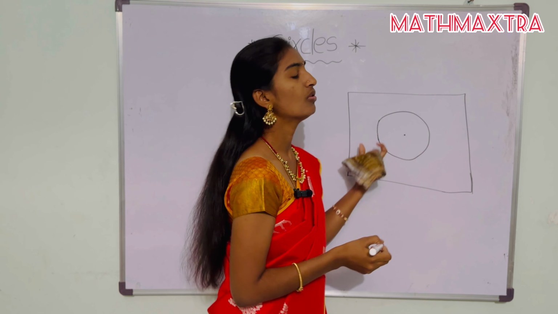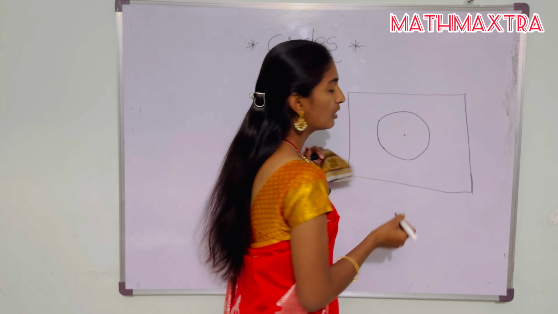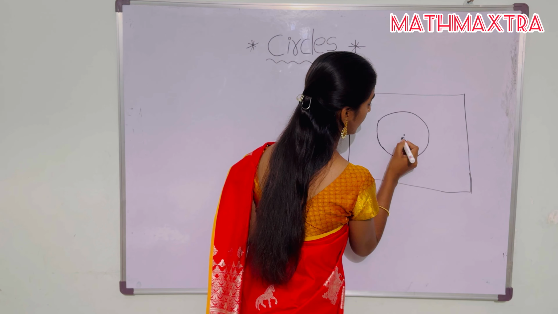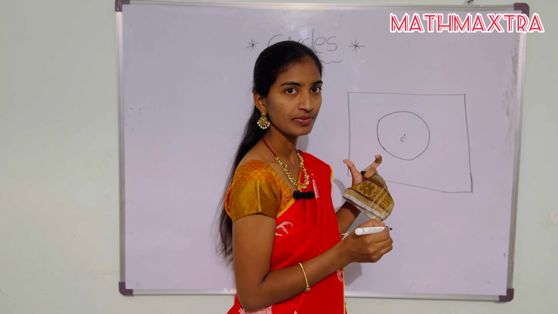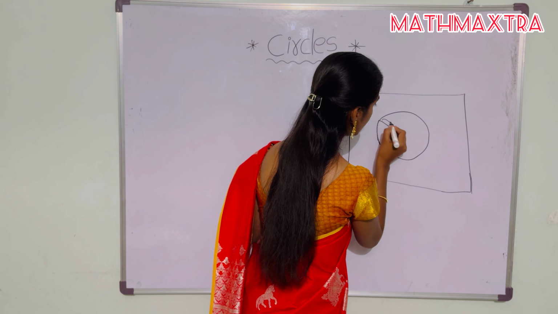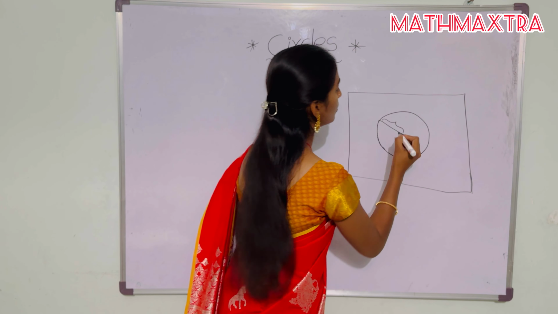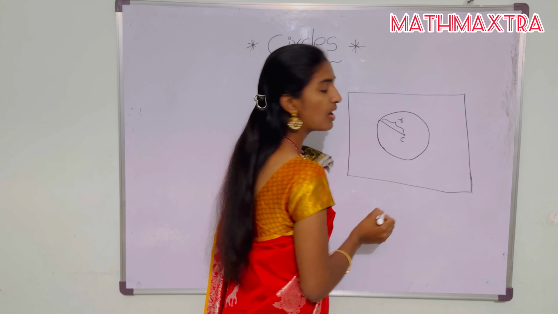So this we call a circle, and this fixed point we call the center of the circle, and we denote it with C. And this equidistance we call the radius of the circle. So this we can denote with a small r.